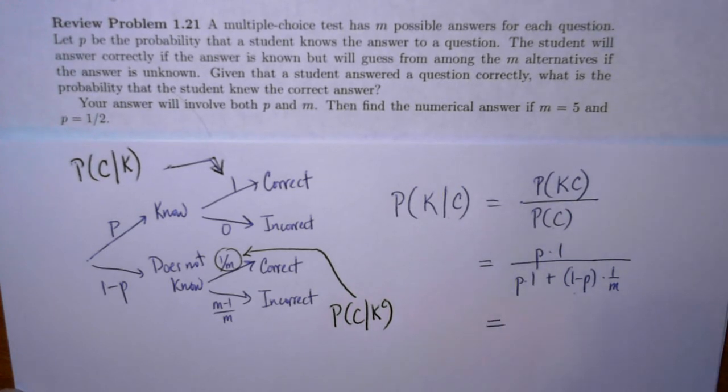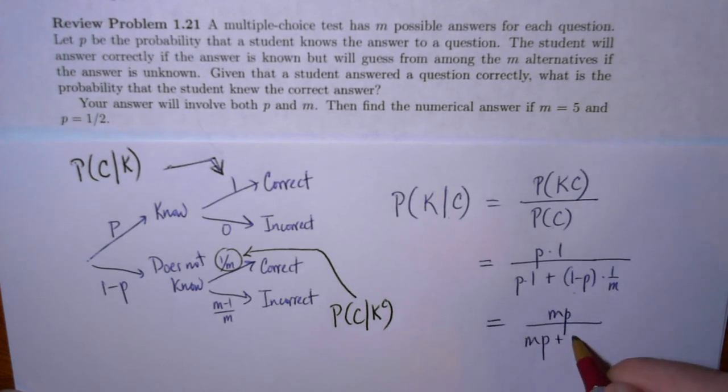Alright, then we can simplify this slightly by multiplying top and bottom by m, and we get m times p over m times p plus 1 minus p. And that's pretty much as simple as this can become.